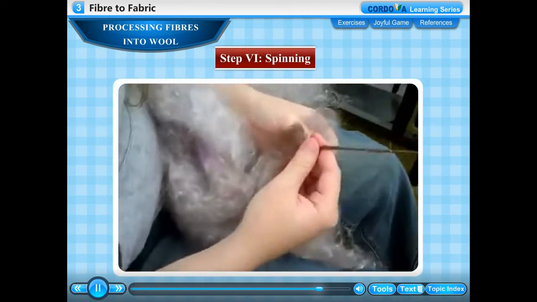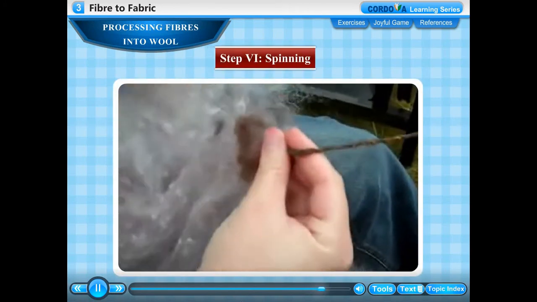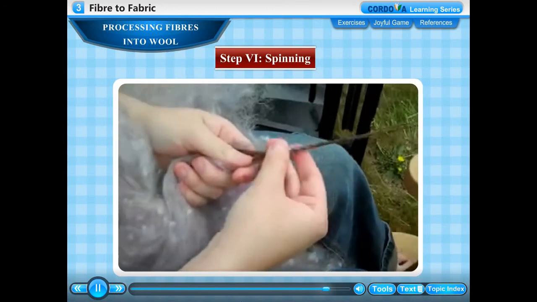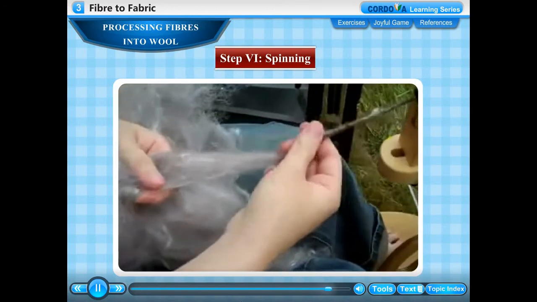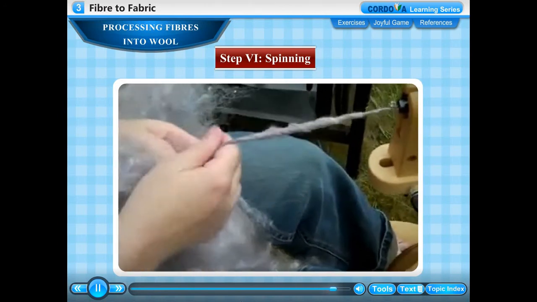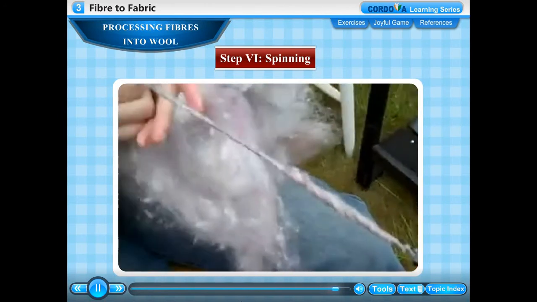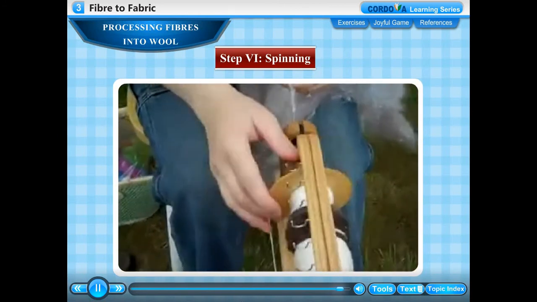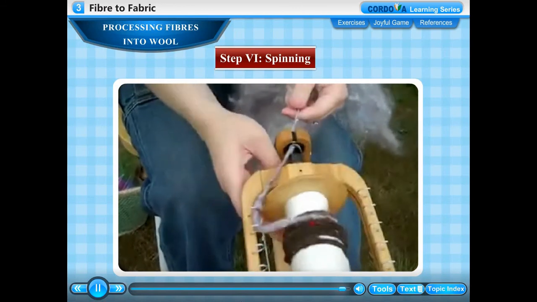Step 6. Spinning. The straightened fibers are spun or twisted together to make yarn. The wool yarn is then used to knit woolen fabrics, sweaters, etc. The quality of wool is judged on the basis of thickness, length, shine, strength and fineness of the fibers.